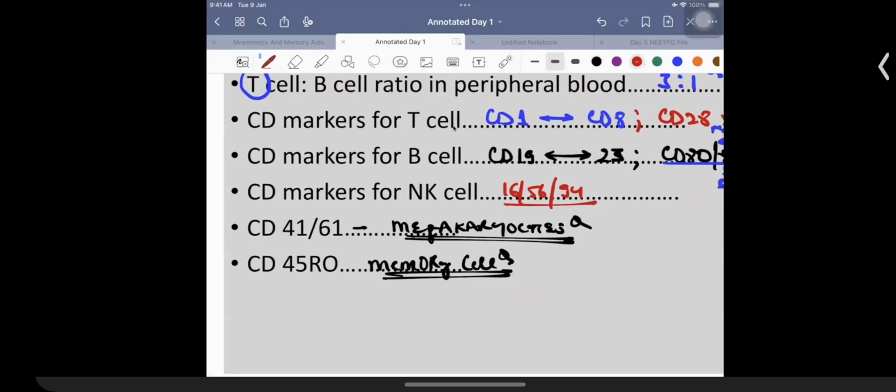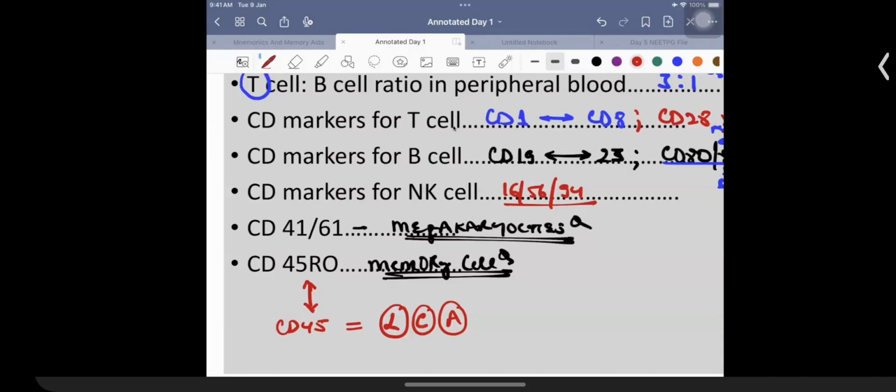Just remember and read the question carefully. CD45RO in the exam is not to be confused with CD45. That was a previous All India exam question. CD45 is going to be given the name of leukocyte common antigen, LCA.